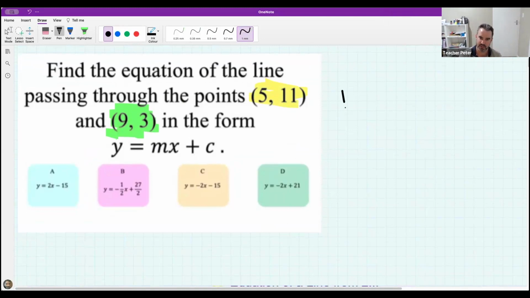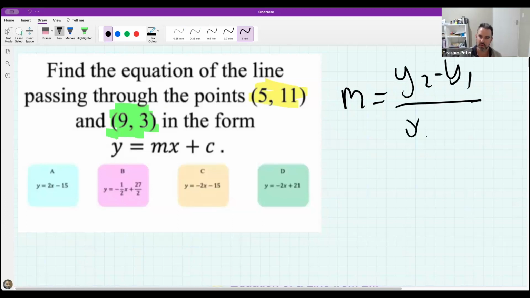Perfect, Naledi, perfect. So step 1 is to find the gradient. And because we've been given 2 points, we're going to use that form. So as a first step, I want everyone to work out what the gradient is, and then tell me in the chat what you get for the gradient. Nice, Asipo, you're spot on.